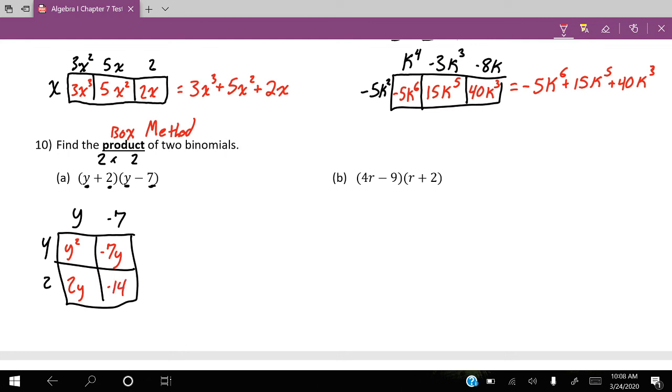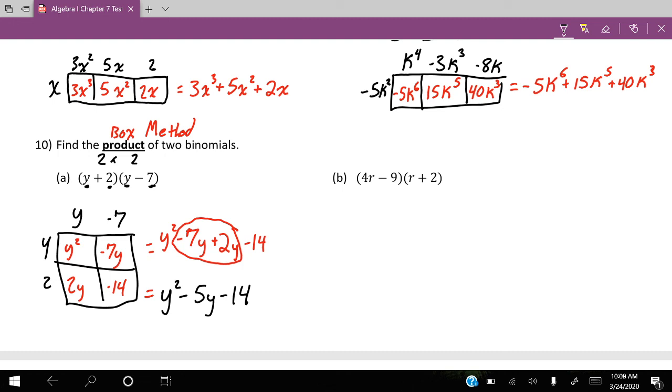I'm going to write this out just like I'm reading a book. So top to bottom, left to right. So y squared minus 7y plus 2y minus 14. The last thing I have to do is combine any like terms. There are only 2 terms that can be combined, negative 7y and 2y. So y squared stays as is. Negative 7y plus 2y is negative 5y minus 14. That's it. That is the product of these two binomials.